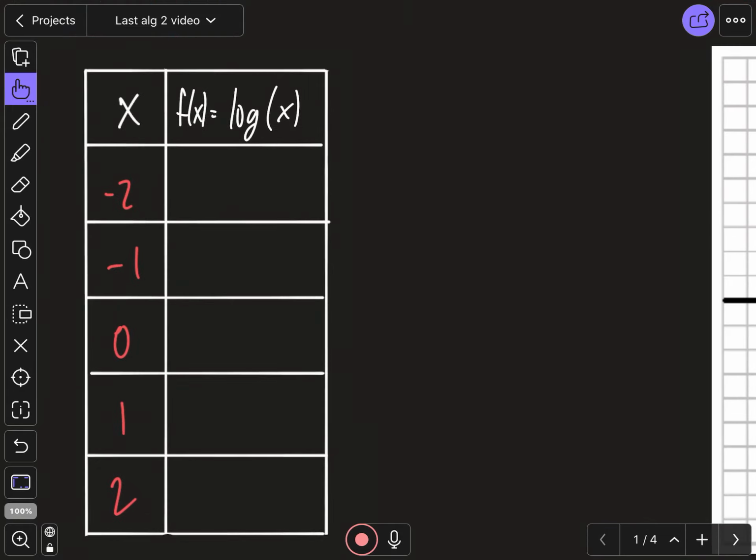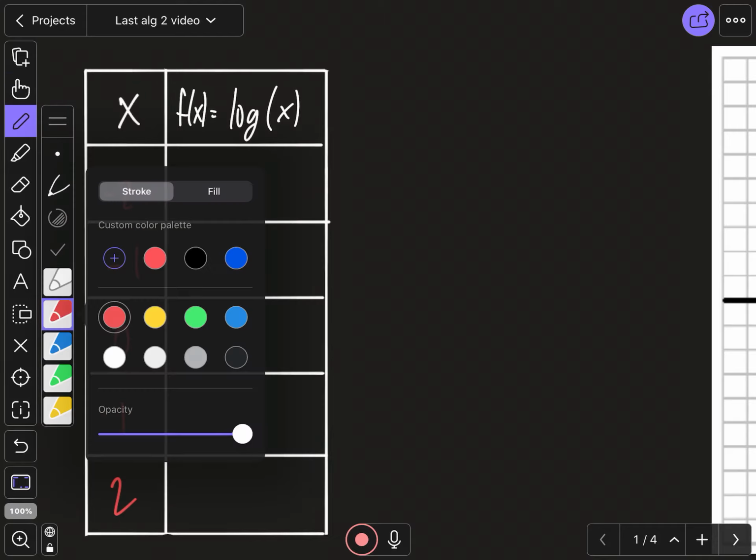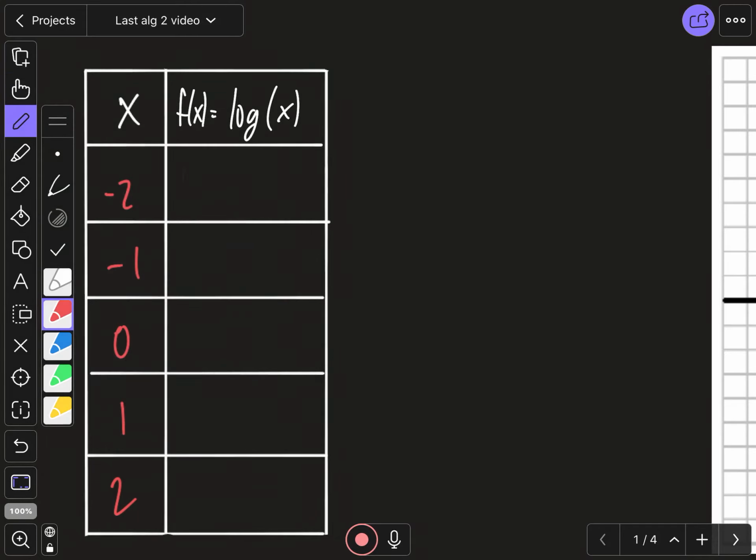So f of x equals log of x, and that means that f of -2 would be log of -2, and f of -1 would be log of -1, and log of 0, and log of 1, and log of 2. And so we think, well, what's log of 1? What's log of 2? What's log of -2? What does that mean? So remember that a logarithm is a question about that x, the base.